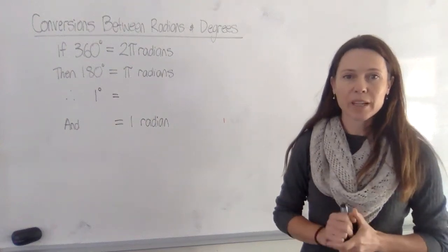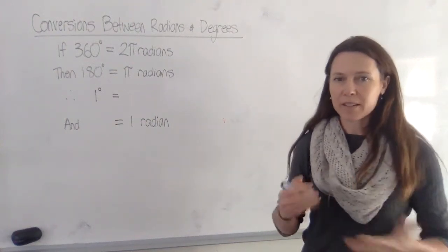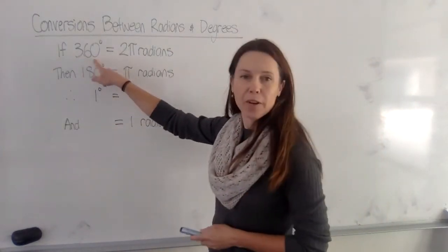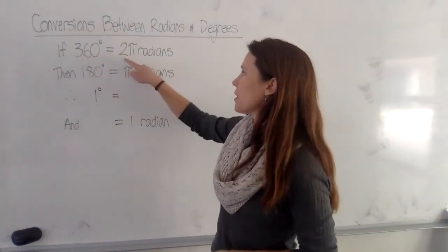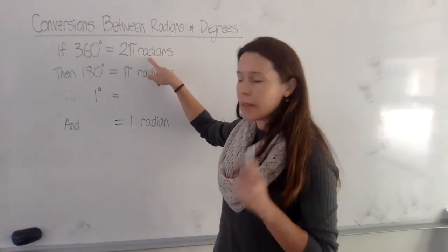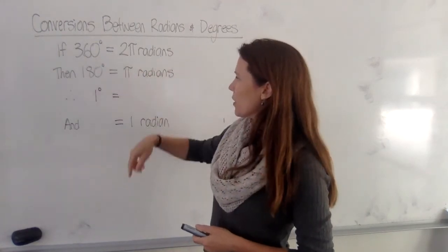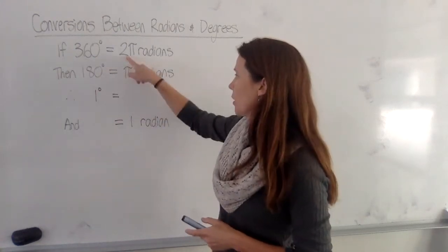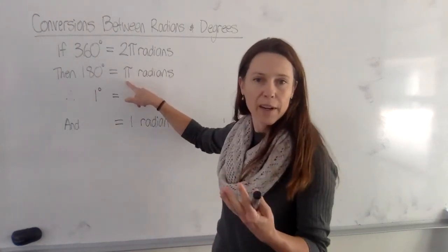Now it's important that we can easily convert between degrees and radians anytime we need to. So we've already seen that 360 degrees, or 1 full revolution, is 2 pi radians. Now let's use that, halving both sides. This means that 180 degrees must be equal to half of this, which is just pi radians.